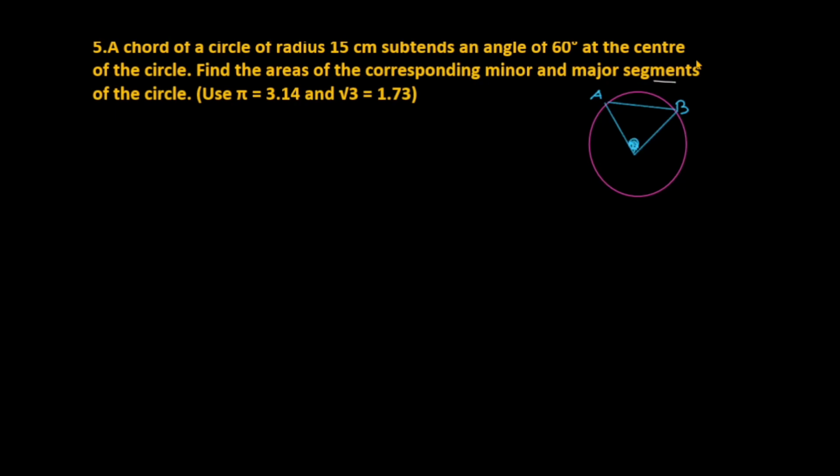So this is 60 degrees. The radius is 15 centimeters. We need to find the area of the segment. So which is the segment here? This is the area of the minor segment. This green portion is the segment, which is nothing but the area bounded by a chord and the arc. So that is our minor segment, and this portion is the major segment.